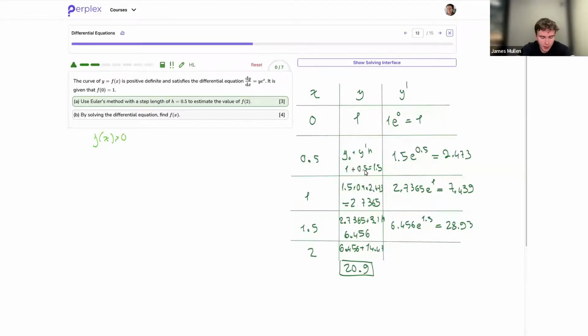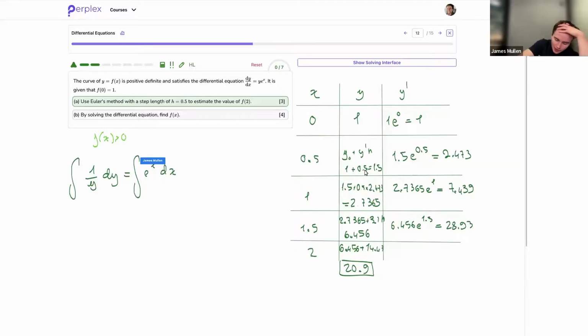Okay, now the interesting part is part B, solving the differential equation to find f of x. Let's remember that f of x is positive definite. What I'm going to do is separate my variables, and I'm going to get 1 over y dy is equal to e to the x dx. And I can integrate both sides.